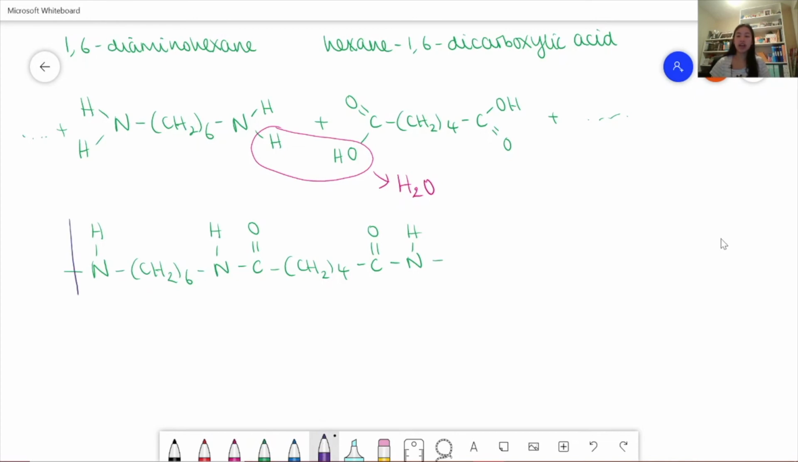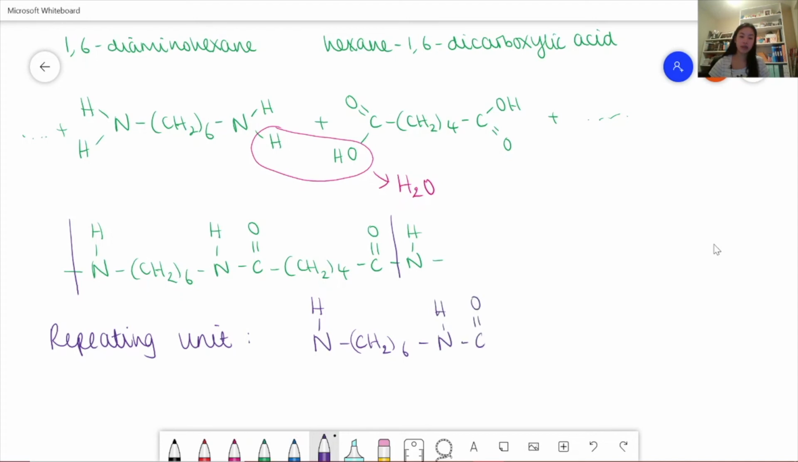So if we start here, again we scan through and see where it repeats again. And so this would be our repeating unit. And so the repeating unit would be NH CH2 6 NH C double bond O CH2 4 and then C double bond O. So this is our repeating unit for nylon 6,6.